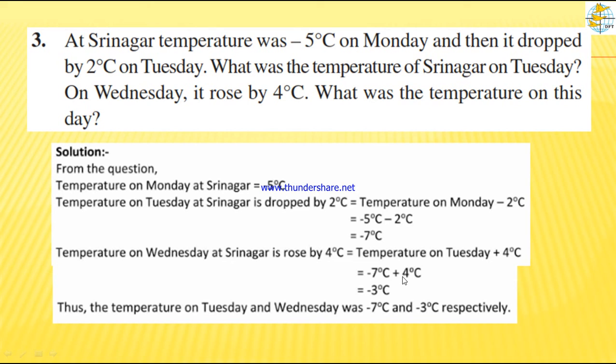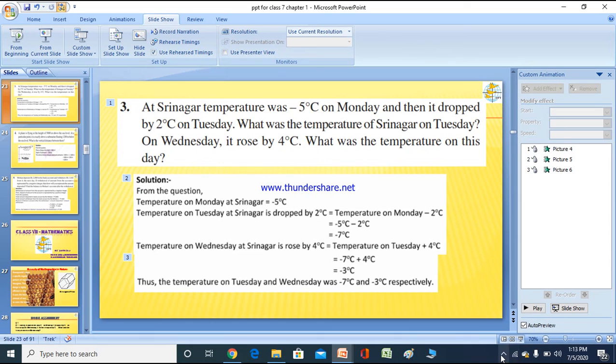When simplifying only two integers, see whether they have like or unlike signs. Here minus 7 and plus 4. Unlike means subtract: 7 minus 4 is 3. Unlike, subtract, then give the greater number's sign, 7's sign, minus. So minus 3. The temperature on Wednesday was minus 3 degrees Celsius.